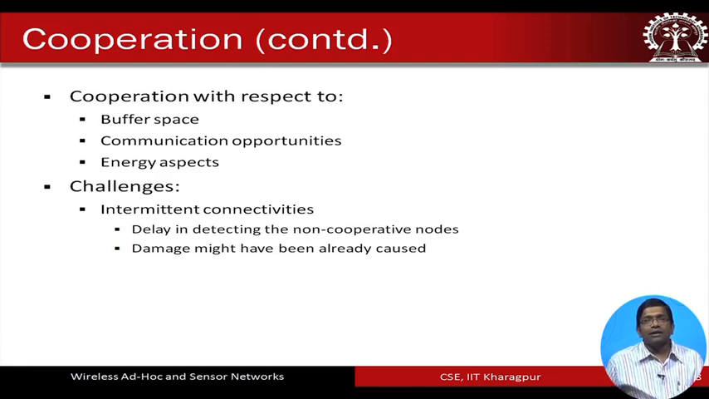Issues of interconnectivity are the prime concerns in OMNs. Because of intermittent connectivity, there is delay in detecting the non-cooperative nodes. Due to this delay, by the time the nodes are detected, some damage might have already been caused to the network by the malicious, non-cooperative node.